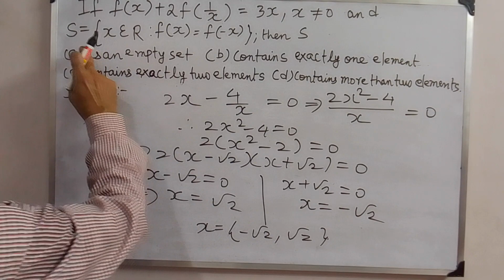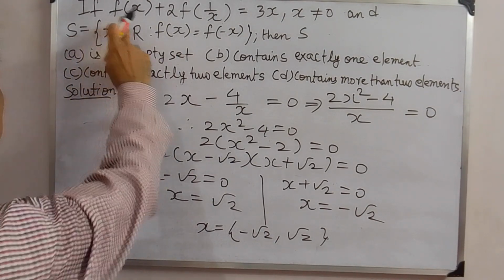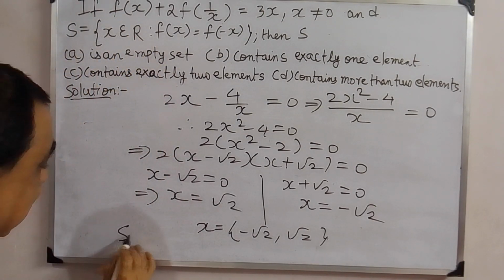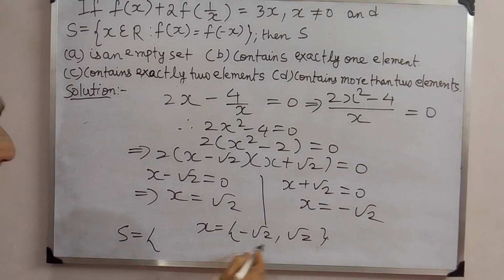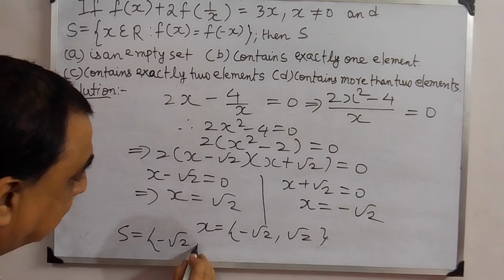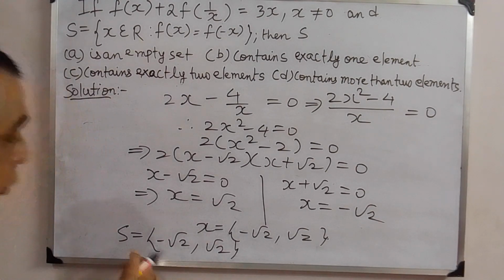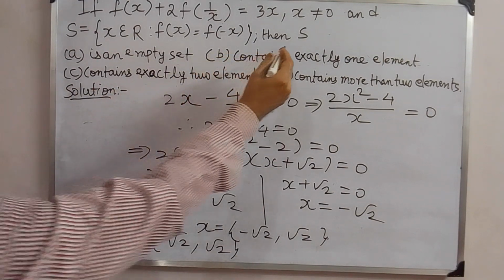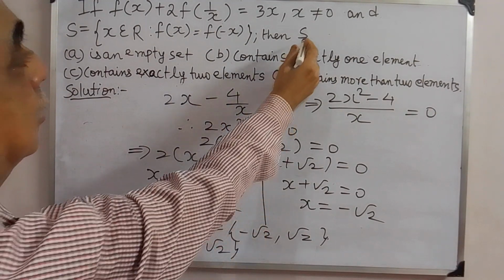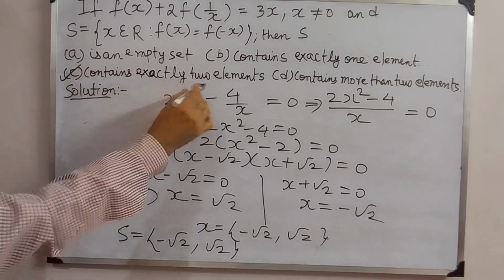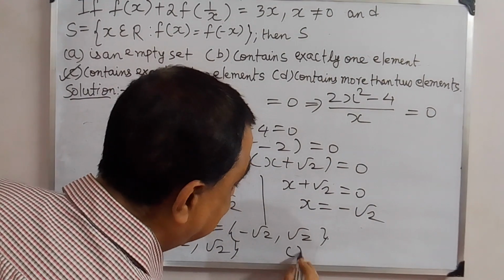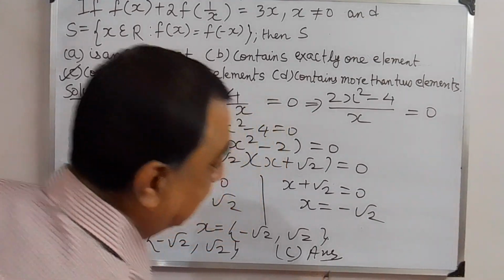Here S is the set containing the elements x, so S should be the values of x. The values of x are minus root 2 and plus root 2, so these are the elements of S. How many elements are there in S? There are 2 elements. That was what was asked. So S contains exactly 2 elements, which are minus root 2 and plus root 2. So the correct option is C.